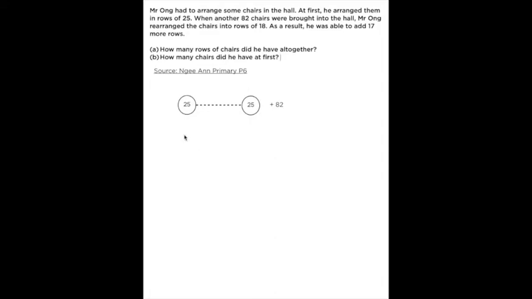So let me indicate this with a circle. Again, one circle represents a row and 18 represents the number of chairs in that row. Since we do not know the number of rows, we shall use the dotted line to represent the number of rows of 18 chairs.